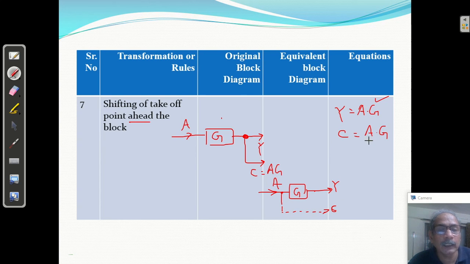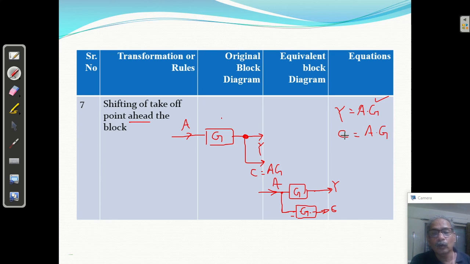I want C, what is it? A into G. And what will I get here? A only. It means you need A into G, so what do you have to do? You have to multiply by the gain of the block. C equal to A into G. So if you are shifting the takeoff point ahead of the block, multiply by the gain of the block. Then this equation will be satisfied.